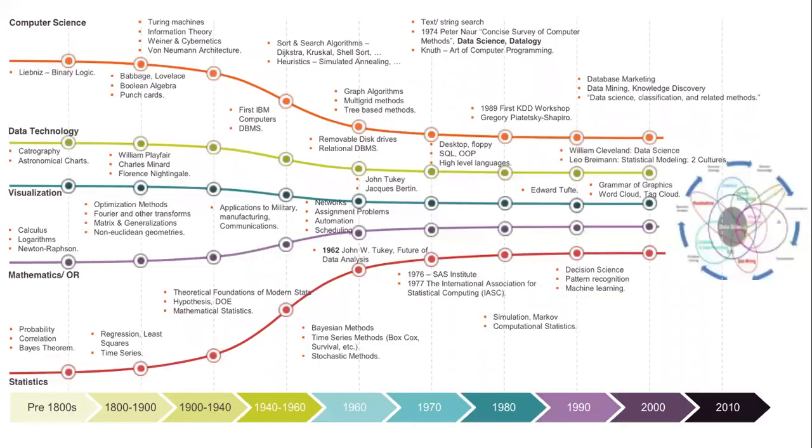Okay, so this is a slide, and whenever I show this slide, people usually get intimidated. Nothing to worry. All that I'm trying to do is convey to my audience that there are five different disciplines, and each of these five lines corresponds to one discipline. For example, you can see the line right at the top corresponds to computer science. Second one is technology. Third one is visualization. Fourth one is mathematics. Fifth one is statistics. And right at the bottom, you can see pre-1800s all the way up to 2010. How have each of these disciplines evolved?